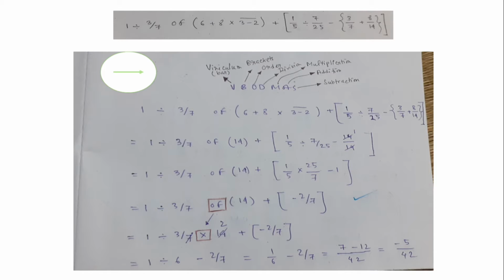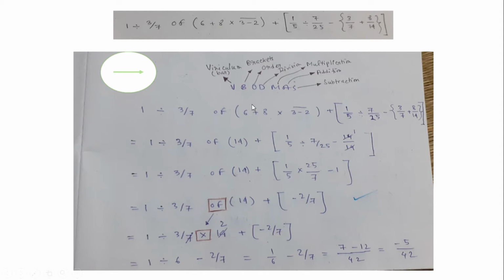Okay, 7 by 25, and this we can write here into 25 by 7. Yes, we are changing the sign, so 7 by 25 को we can write 25 by 7. And then here is one term, that is of, and of is here order. Here of means multiplication. Of means multiplication, and of in the BODMAS rule is in this order.